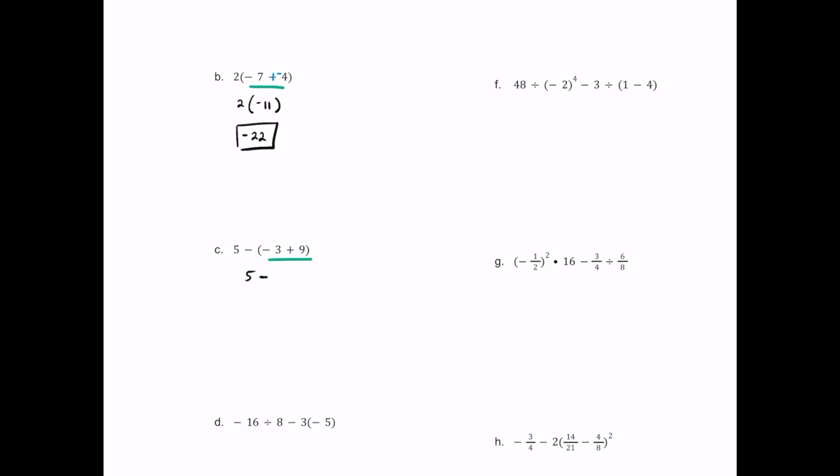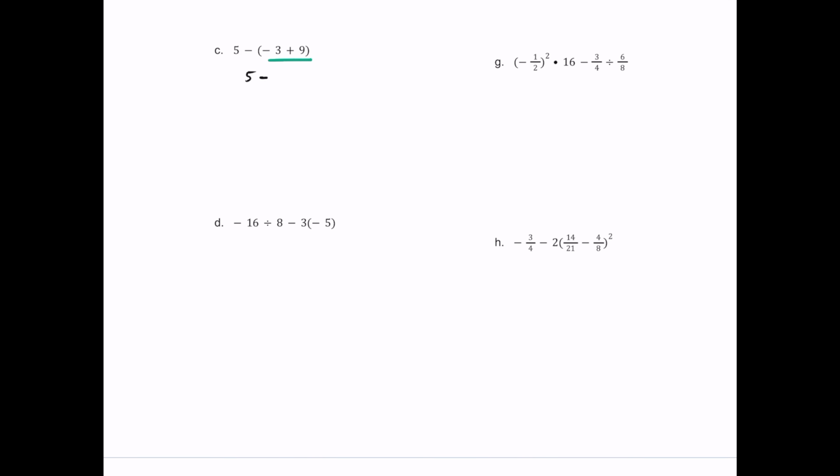Okay. For letter C, let's see here. Start with inside the parentheses. Negative 3 plus 9, that's the same thing as 9 minus 3, and that's going to be 6. So it's going to be 5 minus 6. I don't need the parentheses because there's only one thing left in there. 5 minus 6, that's the same thing as 5 plus negative 6. So if you prefer to keep change flip, that's up to you. But in this case, we're going to end up with negative 1.